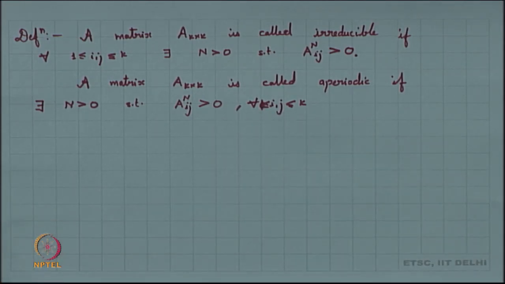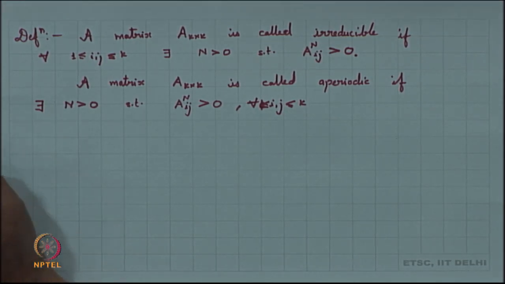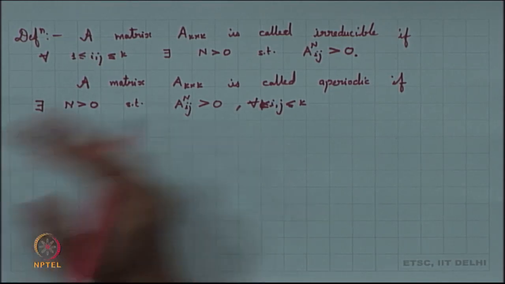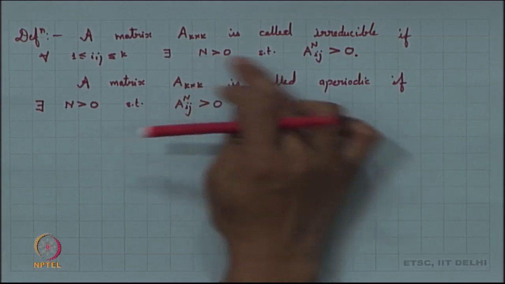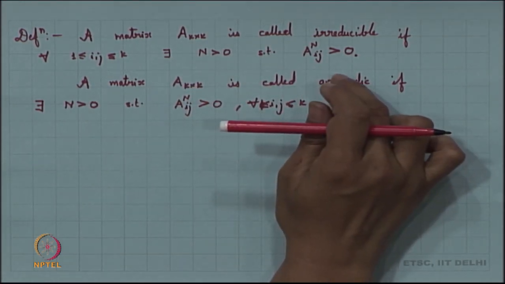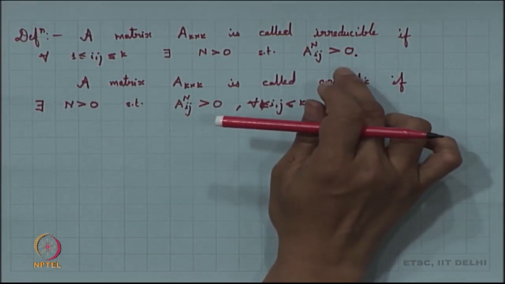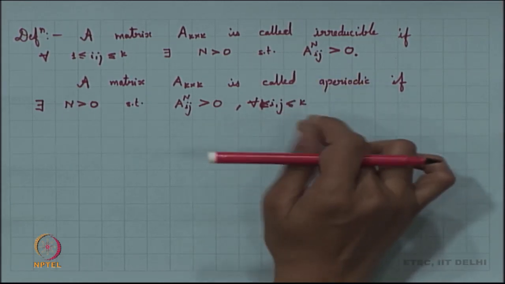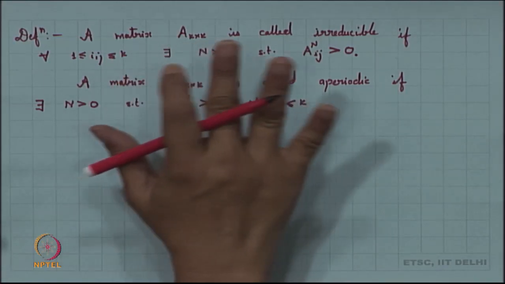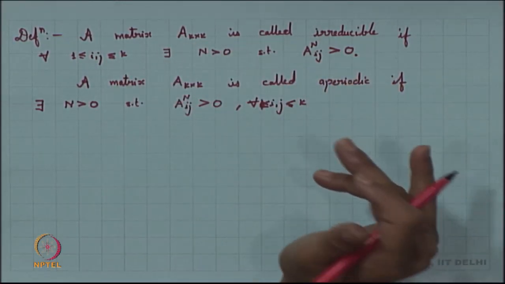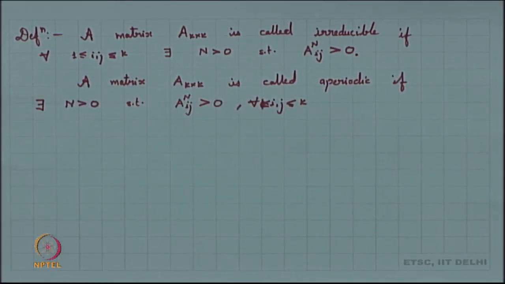So, for every i, j between 1 and k, if your a^n(i,j) is positive, then we say that this matrix is aperiodic. The only difference between the two comes out to be that for this particular n, it is quite possible that some i', j' entry could be 0, but here, whenever we take a^n, all entries are strictly positive. So, that is basically what we call an aperiodic matrix.